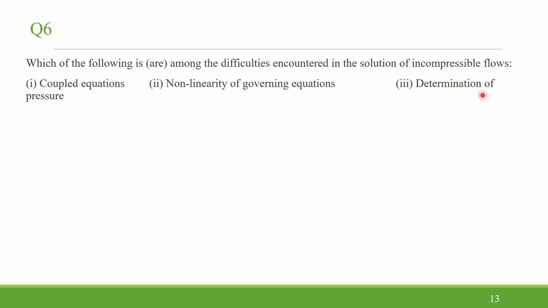While it was easier for the pressure to be determined in compressible flows, because once we get the solution from the continuity equation, the momentum conservation equation and the energy balance equation, we can use that solution to get the value of pressure from the equation of state. So that was how it was done in compressible flows. But when we are talking about incompressible flows, determination of pressure is again a difficulty.